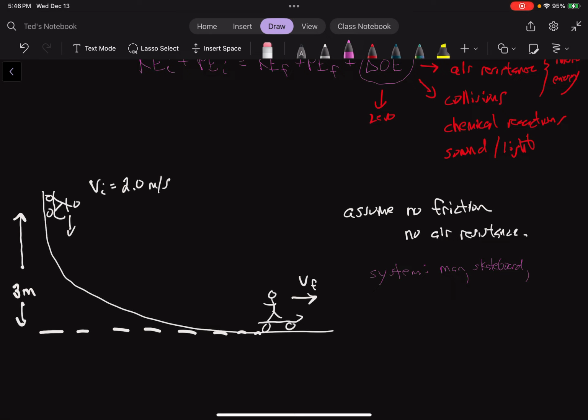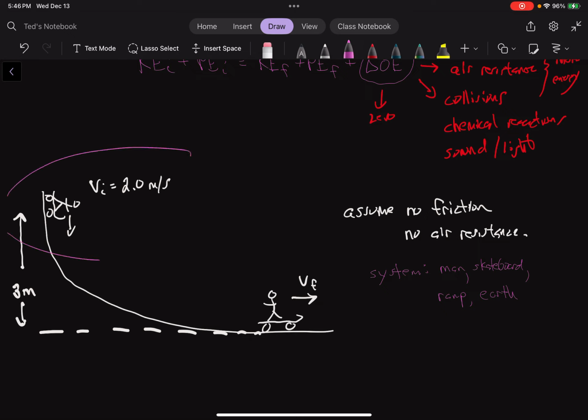And then I need anything that is pushing or pulling on the man and the skateboard. So I'm going to include the ramp as part of my system because it's pulling or pushing on the skateboard. And I'm going to include the earth as part of my system because it's pulling or pushing on the skateboard, using gravity, right? The gravitational force is a force exerted by the earth. But I can't put gravity here because gravity is not an object. Gravity is a force. I need to know the object that's exerting that force because the system is a collection of objects.